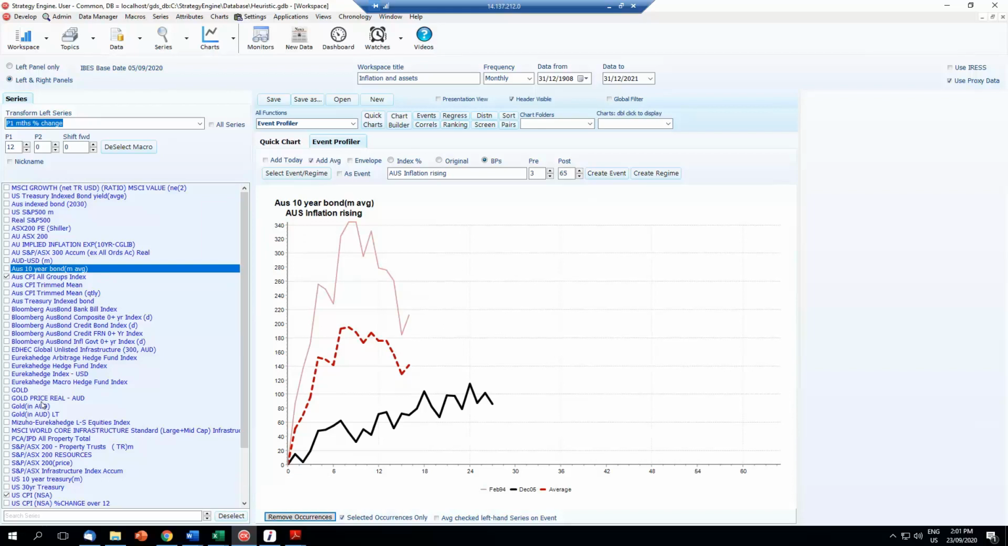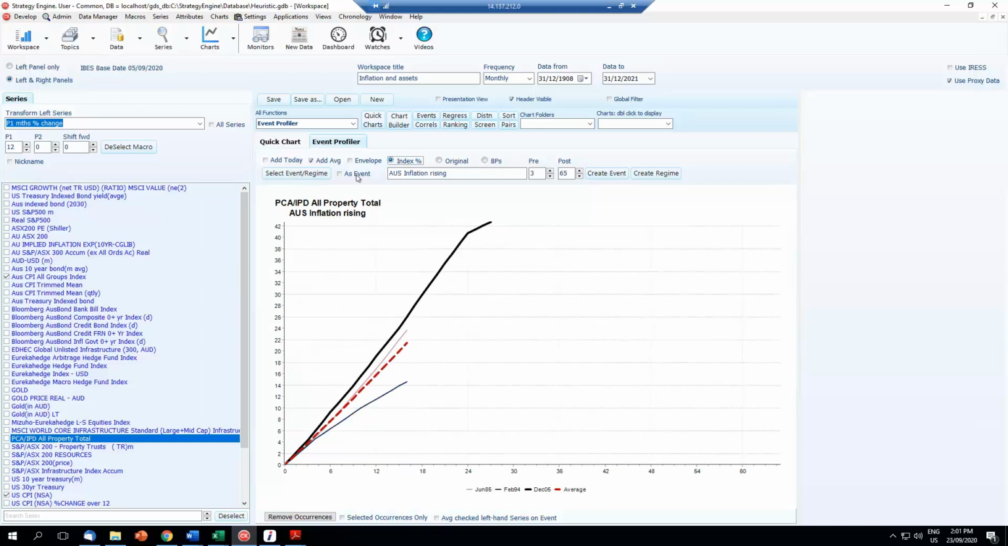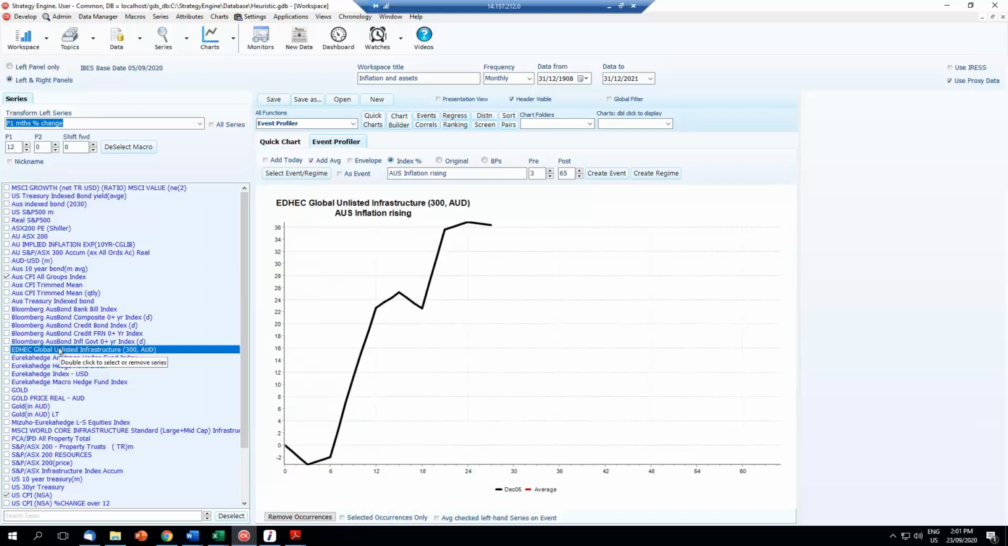And then a couple of other asset classes we'll finish up with, direct property. Again, the performance of that asset class has been quite strong during rising inflation periods. And the other area, if we look at unlisted infrastructure, we only have one period there, so we won't spend any more time on that. So that's how we see it.